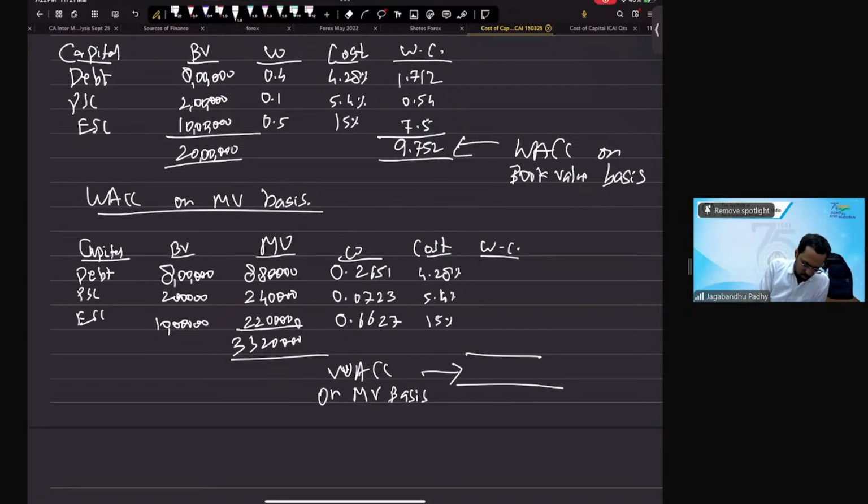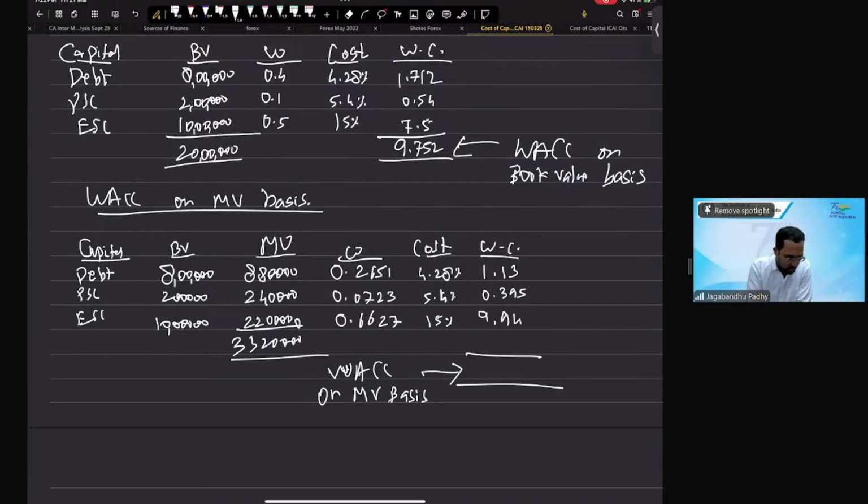0.2651 into 4.28, which is 1.13. 5.47 into 0.0723, 0.395, and then 0.6627 into 15. This works out to be 9.94.